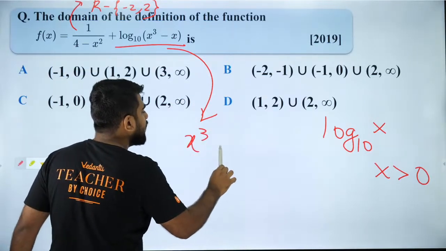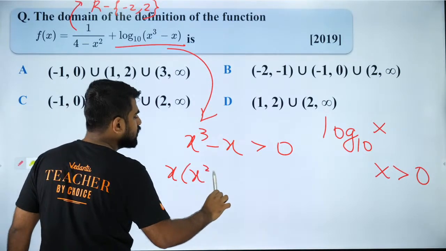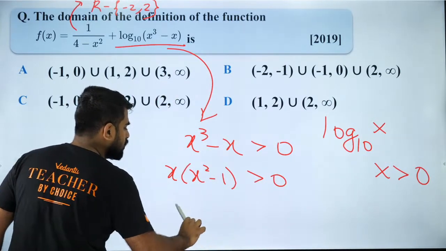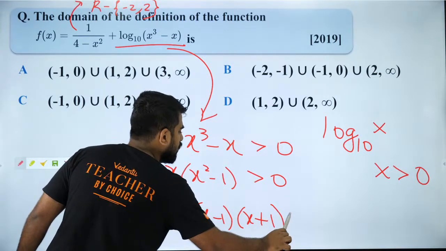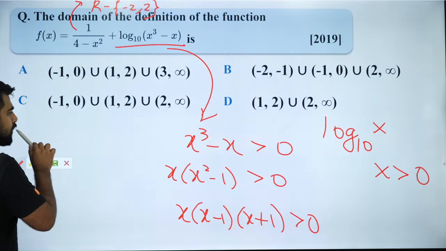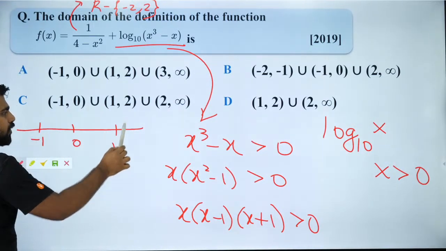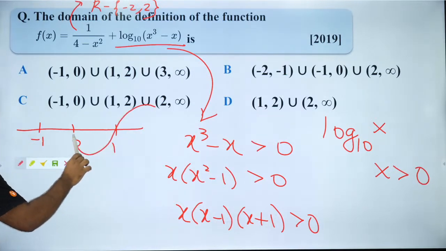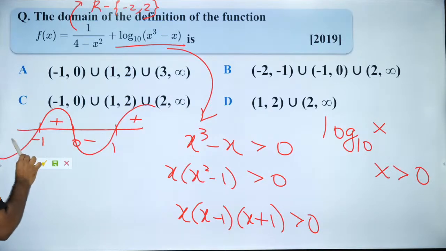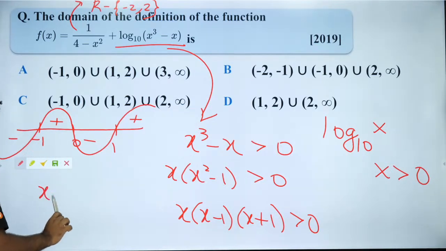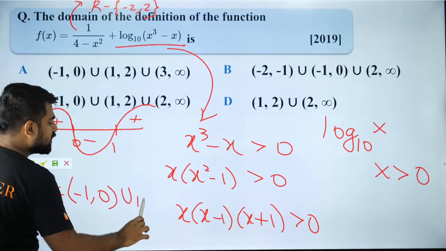I know that x cube minus x should be greater than 0. So I know that x into x square minus 1 should be greater than 0. So this will be x into x minus 1 into x plus 1 should be greater than 0. So I will use the wavy curve. So I have minus 1, 0 and plus 1 to be the roots. I will start the wavy curve and I will draw a very nice wavy curve. We have plus, minus, plus and minus. So what do I get? I get x belongs to minus 1 to 0, union 1 comma infinity.